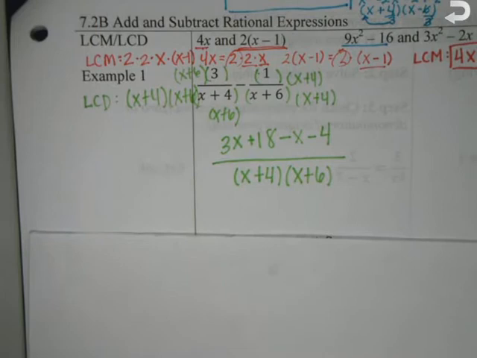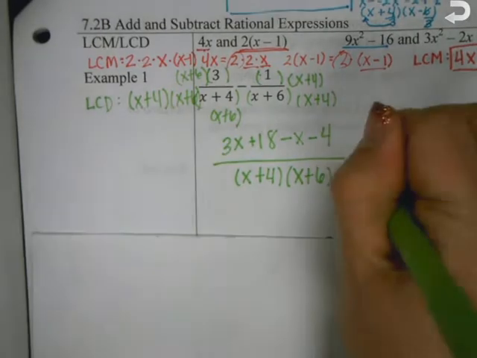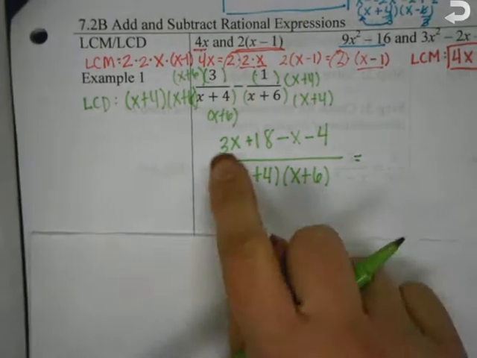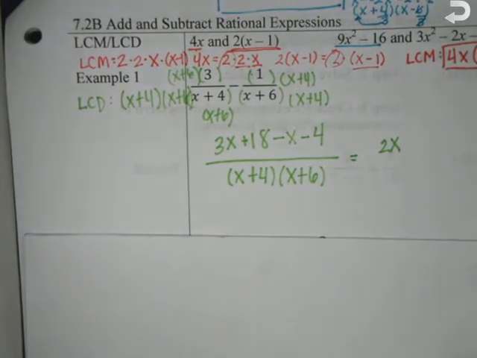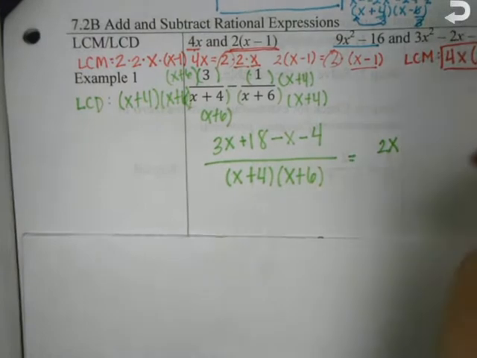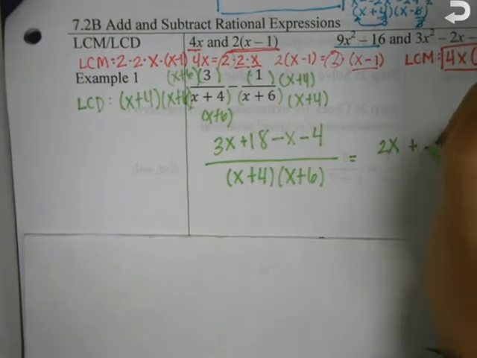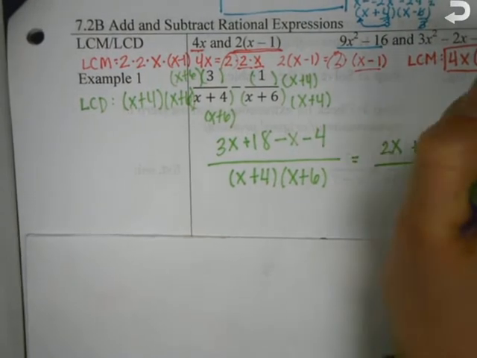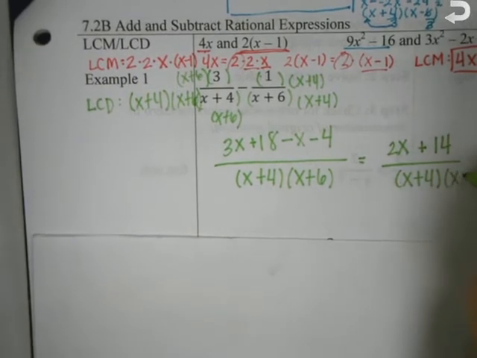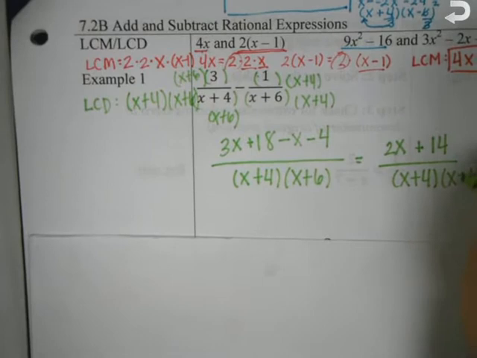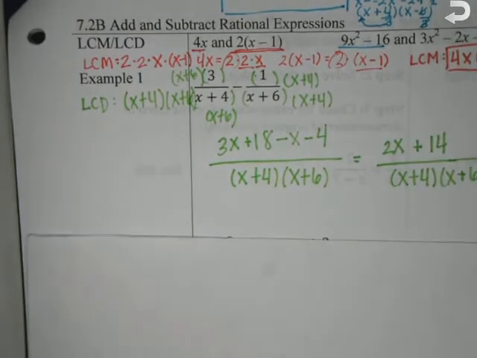So now let's combine like terms here. 3x minus x gives me 2x. And 18 minus 4 gives me plus 14 all over x plus 4, x minus 6, x plus 6, sorry.